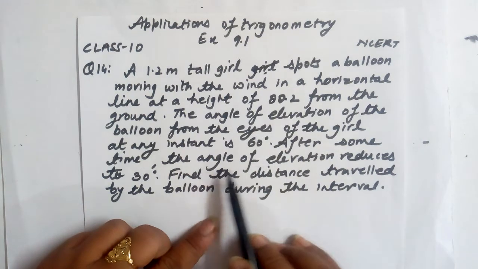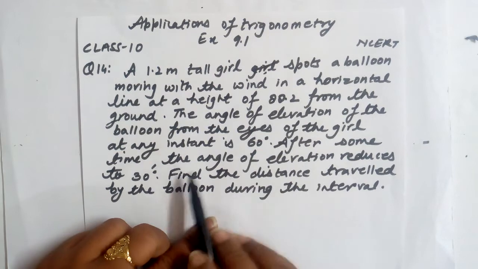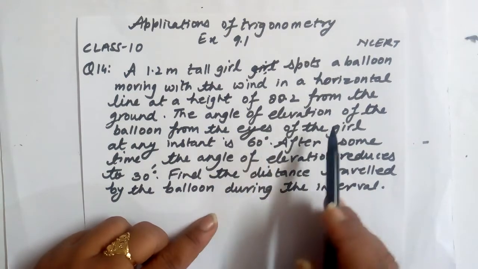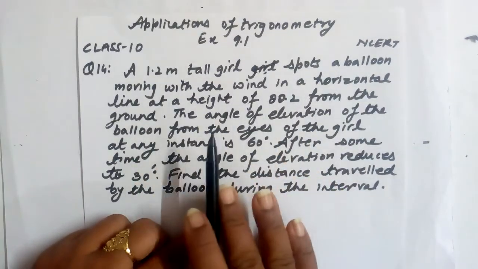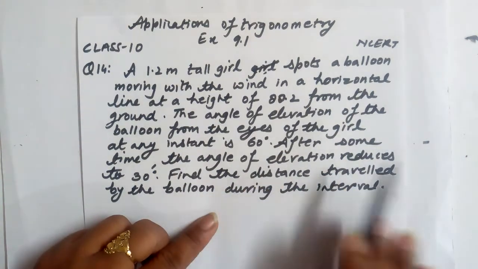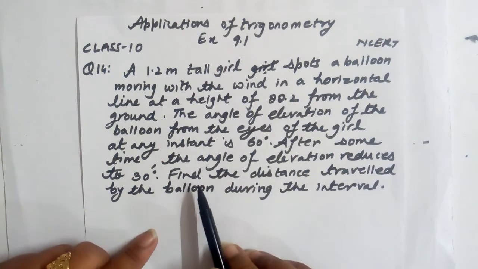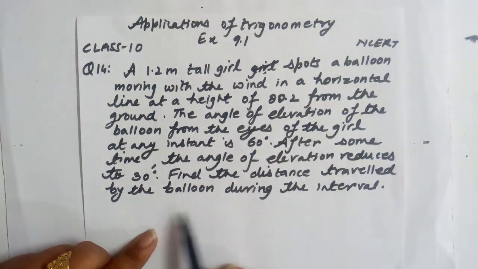After some time the angle of elevation reduces to 30 degrees. The angle has changed because the balloon has shifted to another place, since it is moving with the wind, but it is moving in a horizontal line. Find the distance traveled by the balloon during the interval.